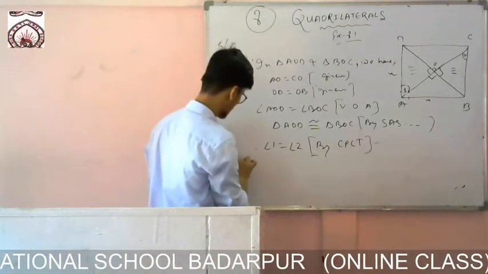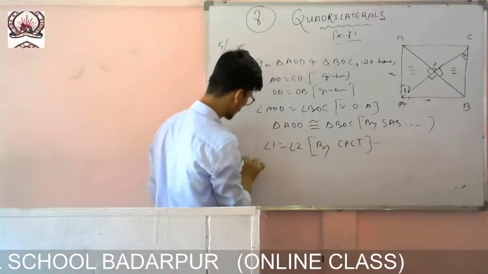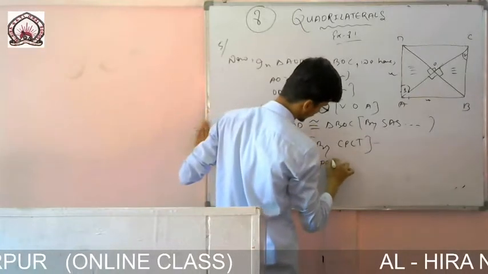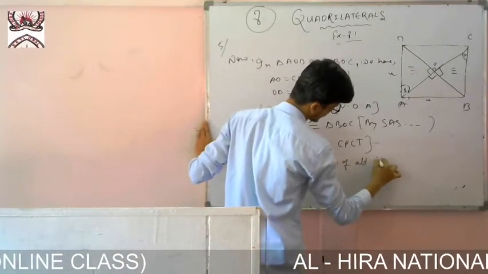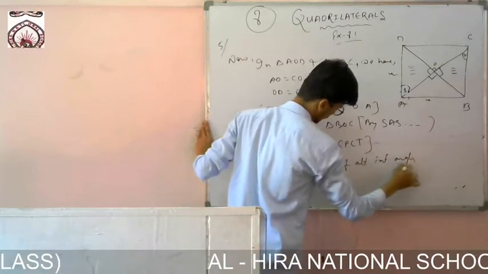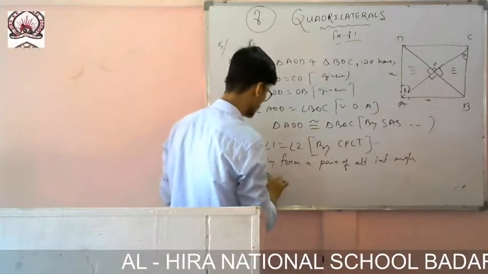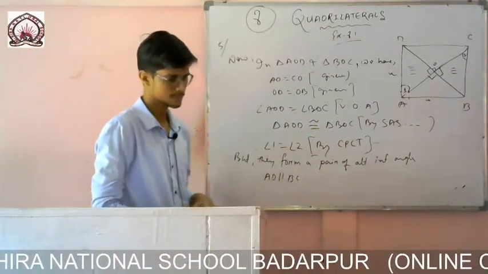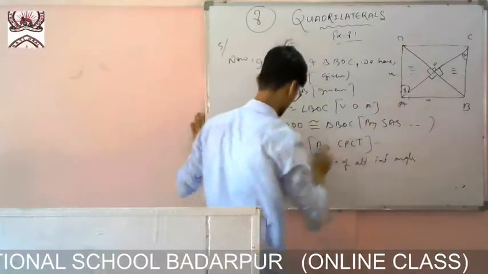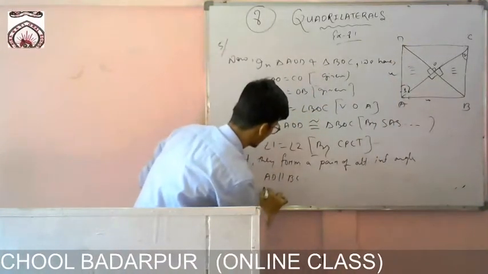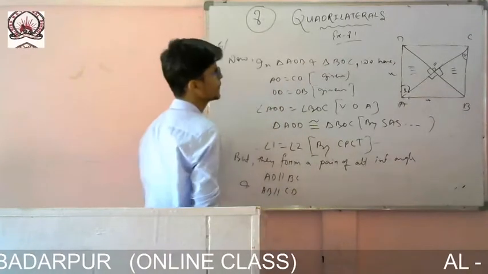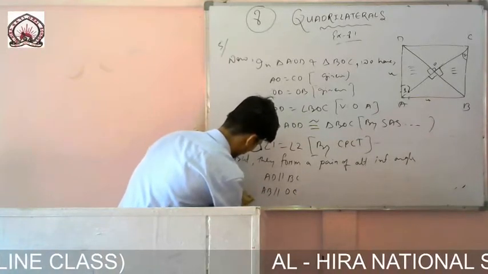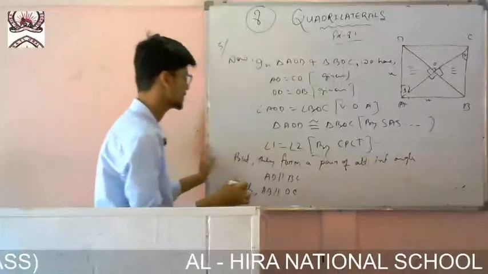They form a pair of alternate interior angles. So I can say that AD is parallel to BC. Similarly, I can show that AB is parallel to DC. Similarly, you write, AB is parallel to DC.